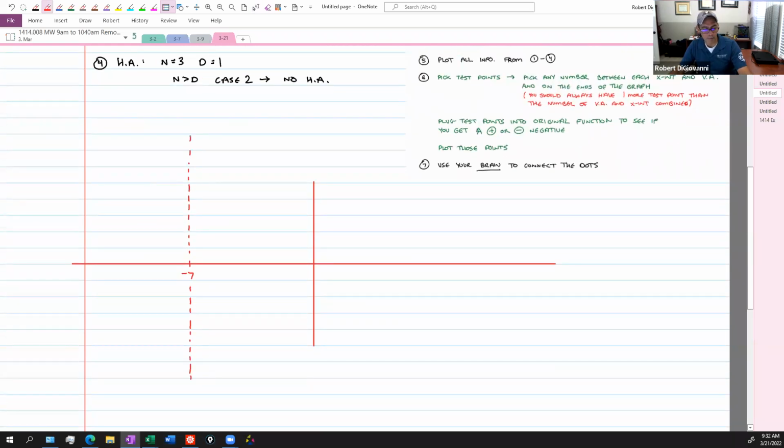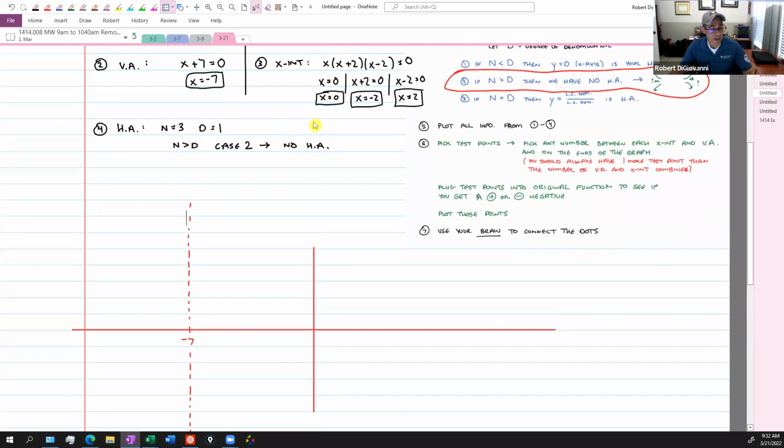All right. Then I have x-intercepts at 0, at 2, and at -2. Okay, those 3 dots are part of my graph. I have no horizontal asymptote, so I'm not going to draw any horizontal dotted lines. I'm just going to remember that I don't have anything.